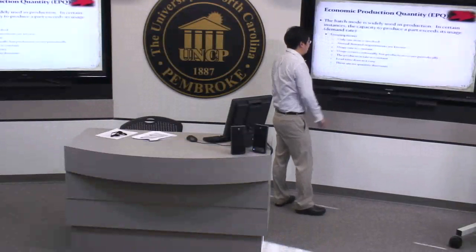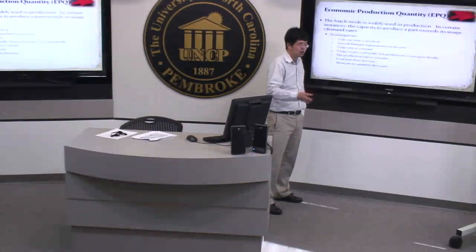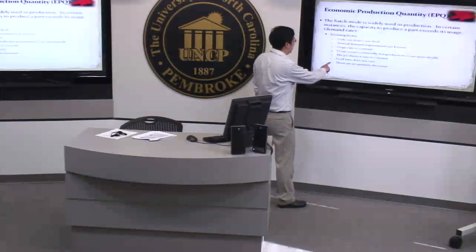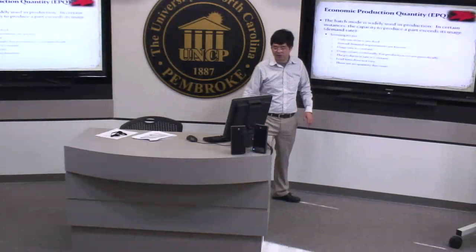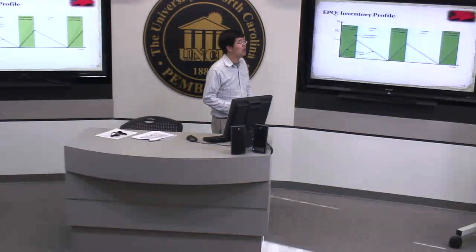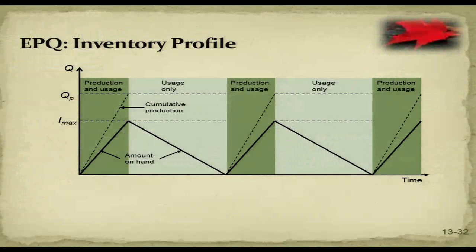The production rate is also constant. That means it's a very stable machine output rate. Lead time is fixed, same as EOQ, no quantity discounts. Very similar to the EOQ model's assumptions. But the graph now is very complex. We probably need to spend a lot of time before we can move to the next slides.